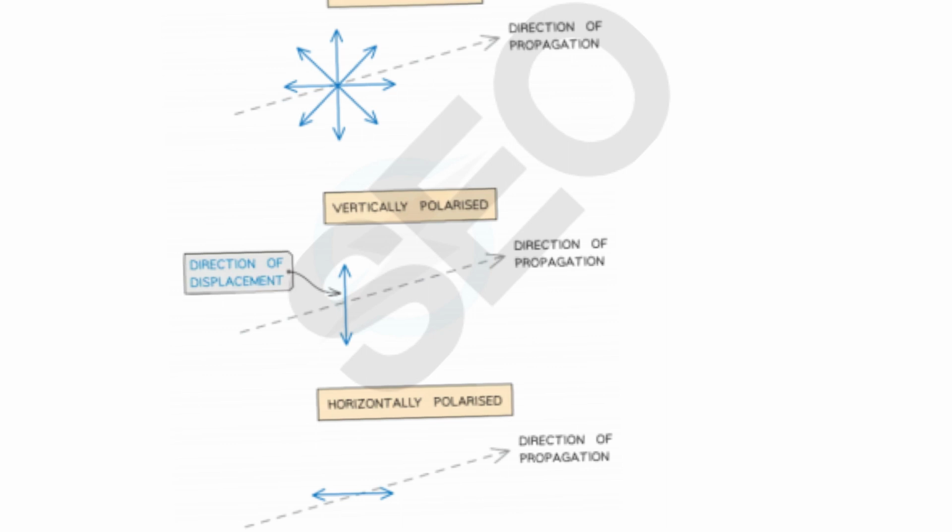And usually, if we talk about light waves, let's say coming from the sun, they are unpolarized. That means there will be some waves oscillating this way, this way, this way, all directions.